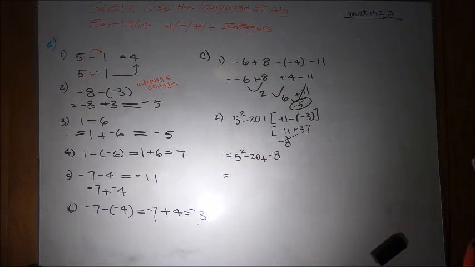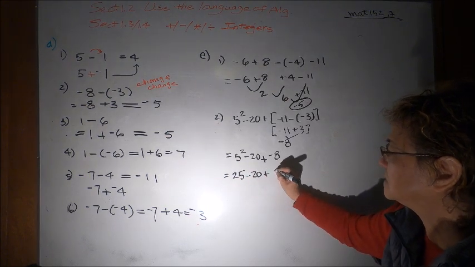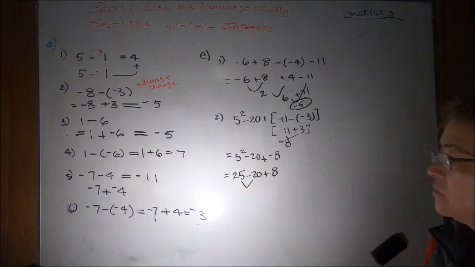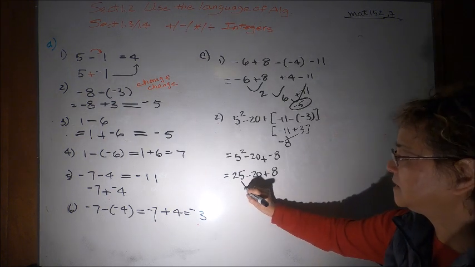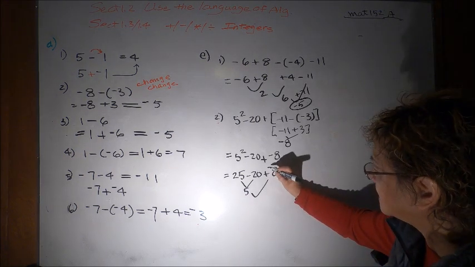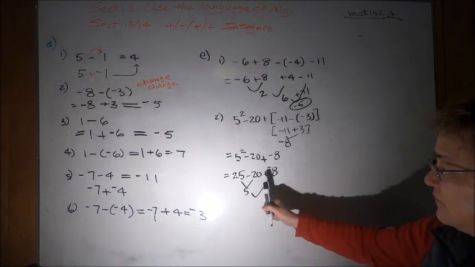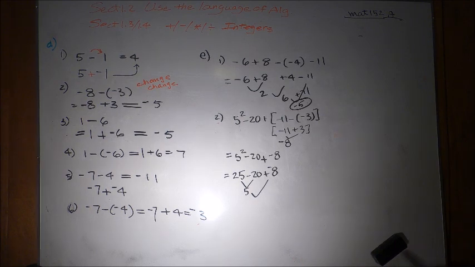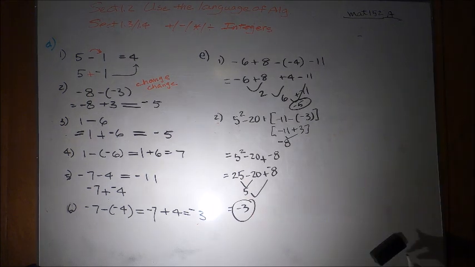Then what do you do? You do the exponents first. Repeat the multiplication by itself. Do it first. 5 squared is what? Twice, 25 minus 20 plus negative 8, right? So then do it from left to right. 25 minus 20 is 5. Then 5 plus negative 8, right? Different signs. Find the difference. 5 and 8 would be 3, with the larger sign, so you should have negative 3. Are we good?